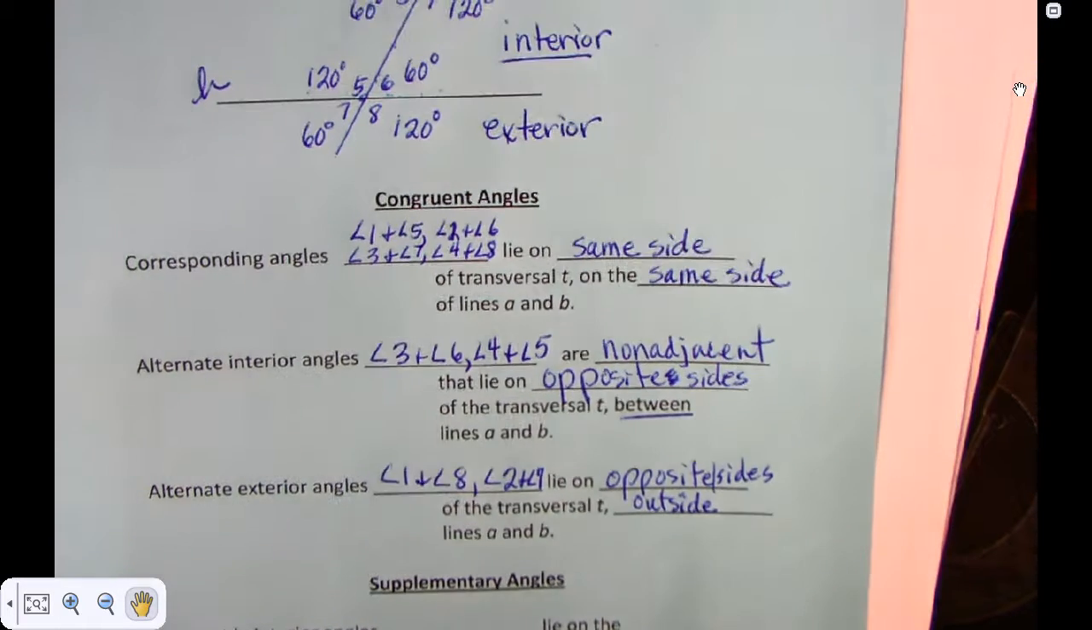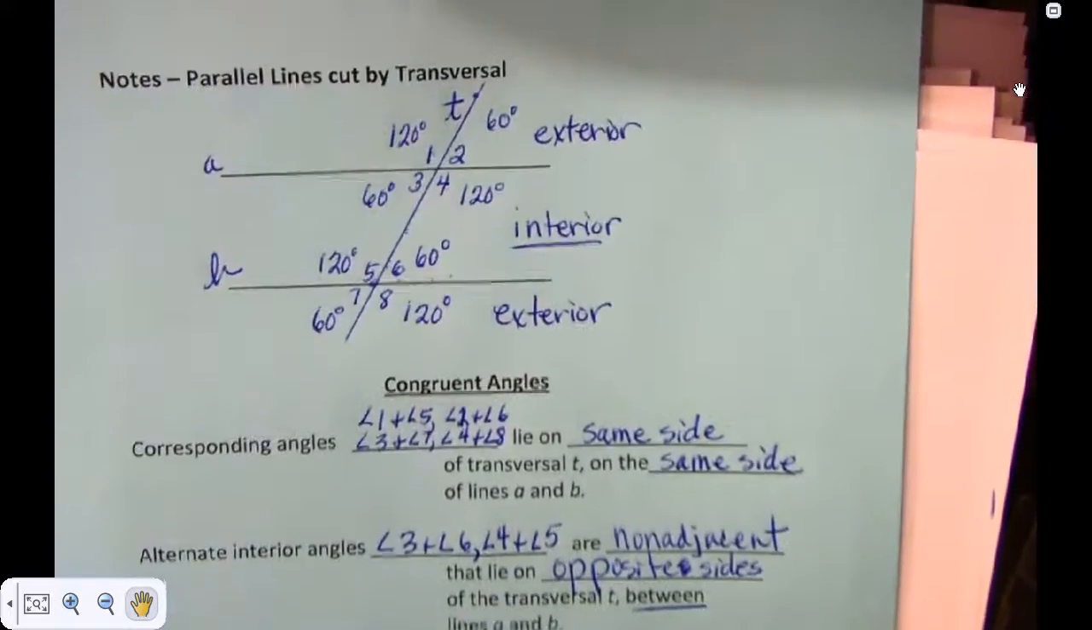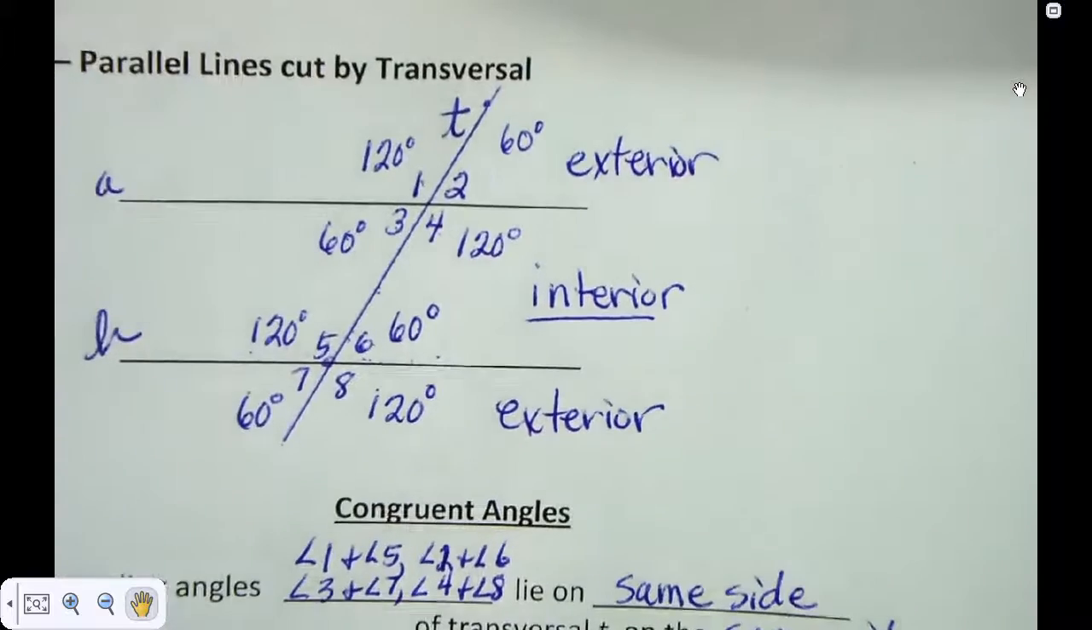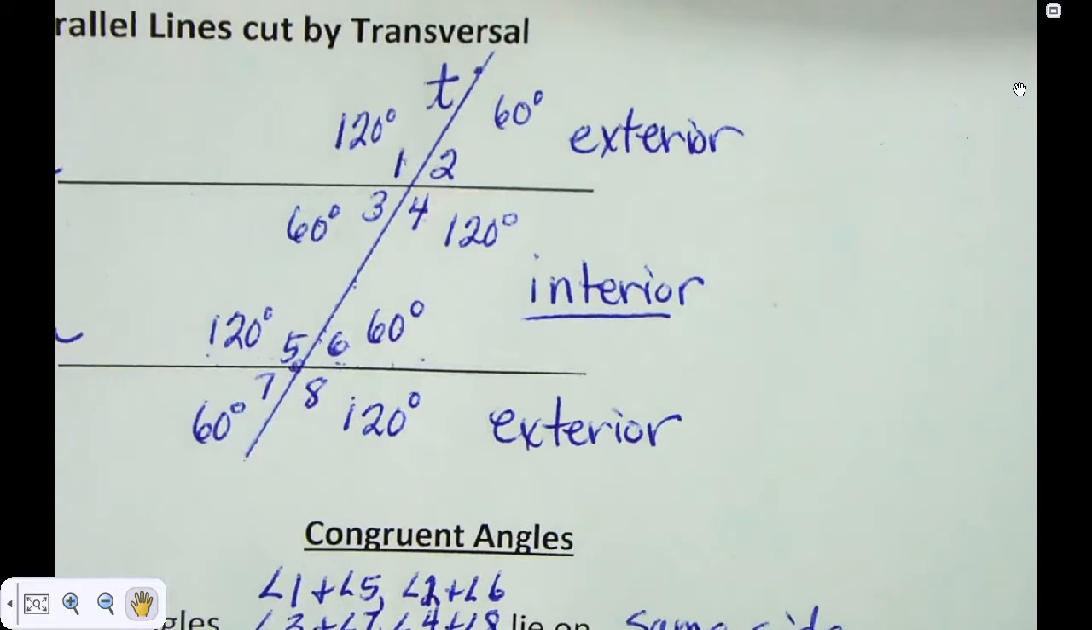Okay, so let's see if we have this. Let me ask you some questions. Looking up here, everybody looking up here. Corresponding. I say an angle, you say the corresponding angle to it. Angle 1, 5. Angle 2, 3, 4, 3, 8, 2, 5. Those are corresponding.